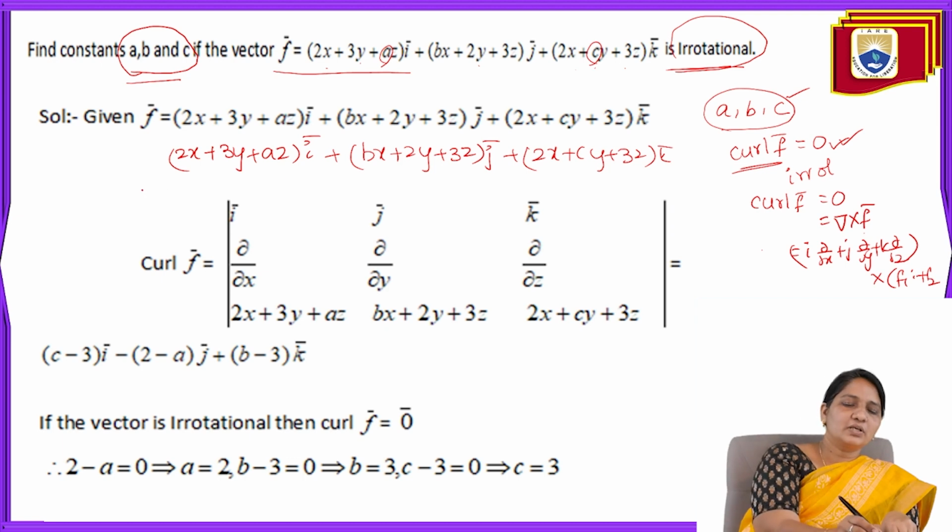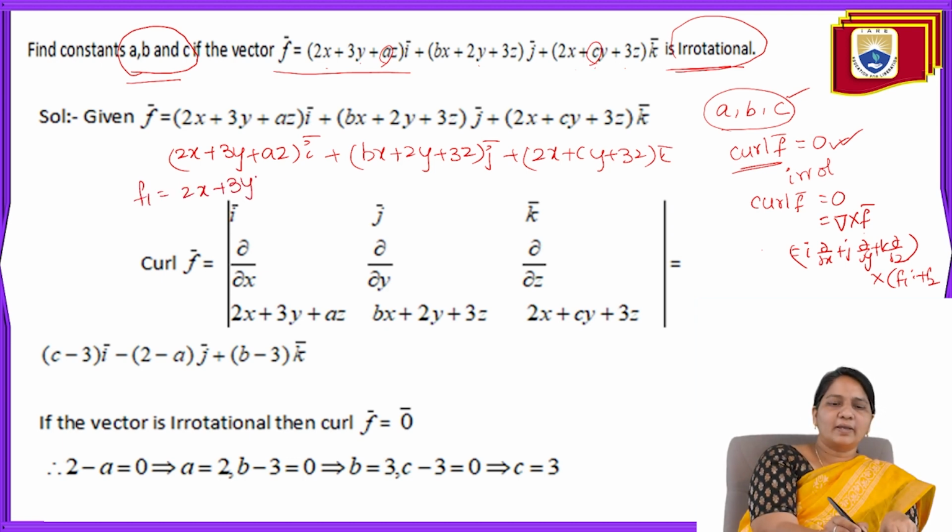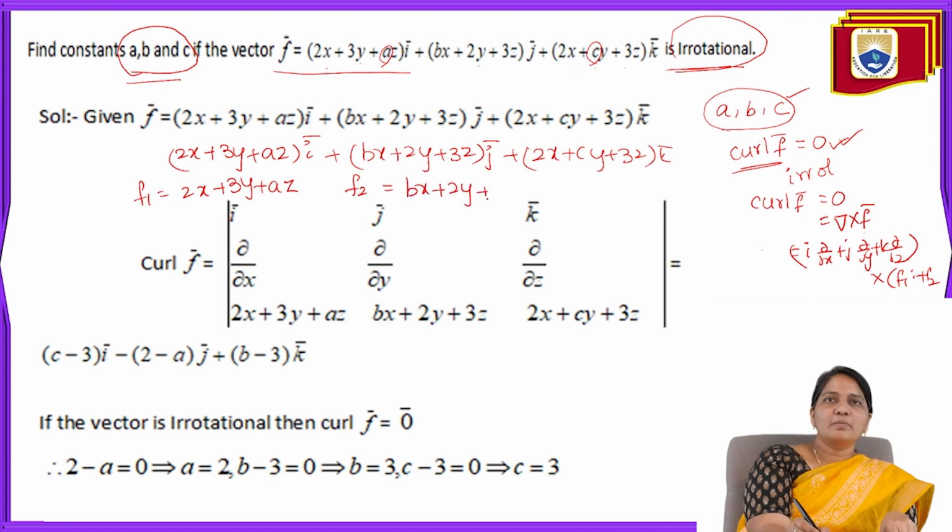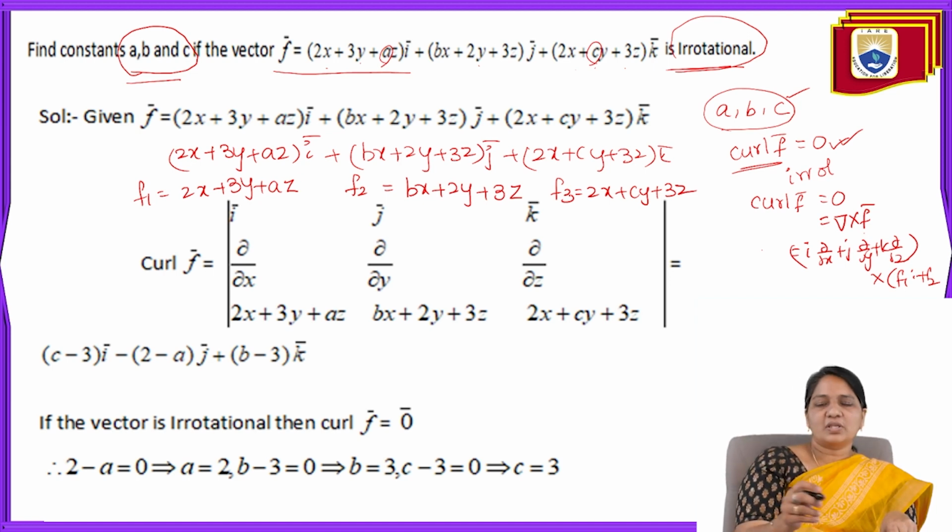What is the f1 here? f1 equal to 2x plus 3y plus az. This is the f1. What is the f2 value? f2 equal to bx plus 2y plus 3z. And f3 equal to 2x plus cy plus 3z. So f1, f2, f3. By using this, we are going to find the curl f.